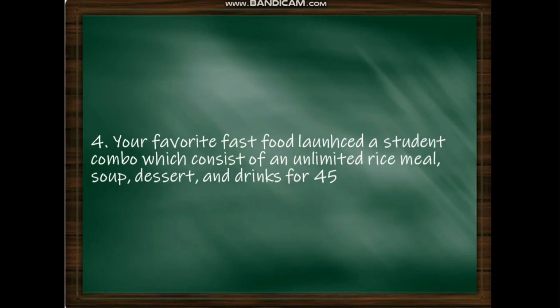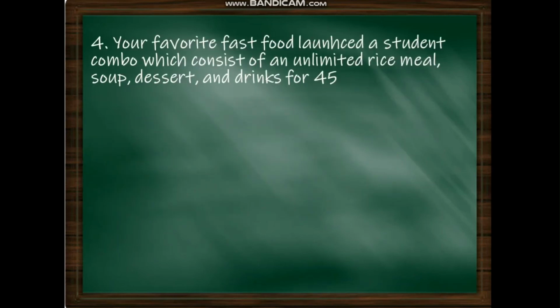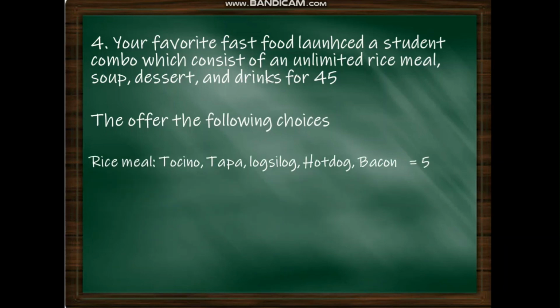Let's have example number 4. Your favorite fast food lunch is a student combo which consists of an unlimited rice meal, soup, dessert, and drinks for 45 pesos only. Ang mura, di ba? Unlimited na po sila. So, the offers of the following choices are, for the rice meal, we have tocino, tapa, log-silog, hotdog, and bacon. So, yun yung pagpipilian mo. Pipili ka lang isa dyan syempre, pero unlimited na po yun. 5 ang posibleng pagpilian.